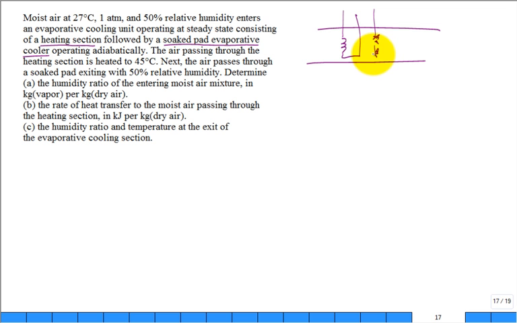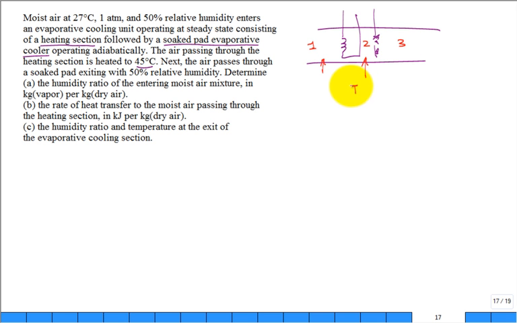You could spray it in, or the air could flow over something that's soaked with the liquid. And that's a pad that's soaked with the liquid, and it's going to be evaporating adiabatically. The air passes through the heating section and is heated to 45. So what they do is they give you some intermediate information. So this would be state 1, this would be state 2, then this is state 3.